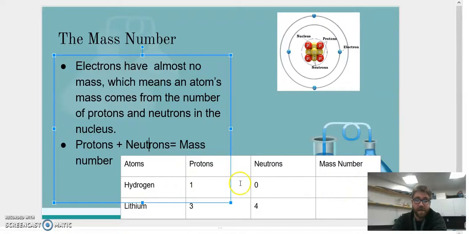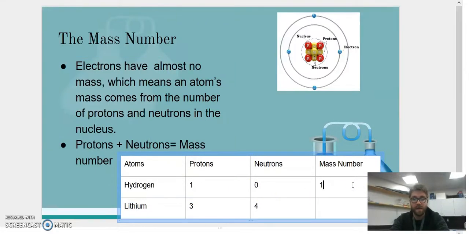So, for example, the atomic number for hydrogen is 1, because the protons equal 1. Neutrons are 0, so the mass number for hydrogen is 1. If we wanted to find the mass number for lithium, we need to add together protons and neutrons. We add those two together, we get 7. Mass numbers are easy. We just need to add together protons and neutrons.